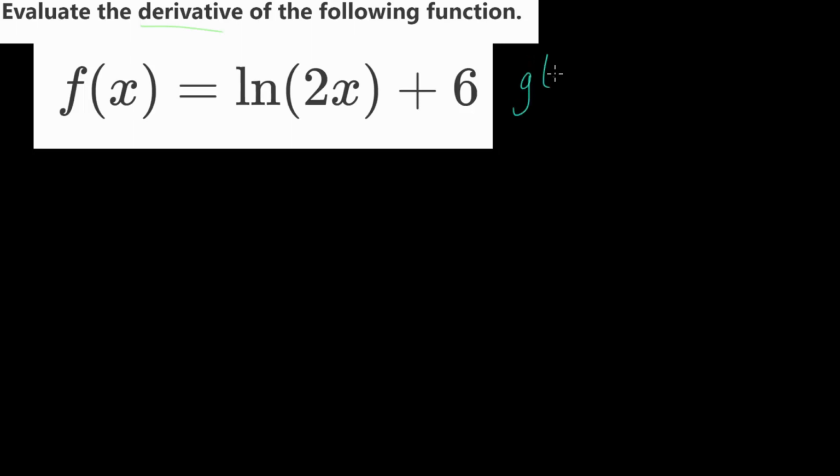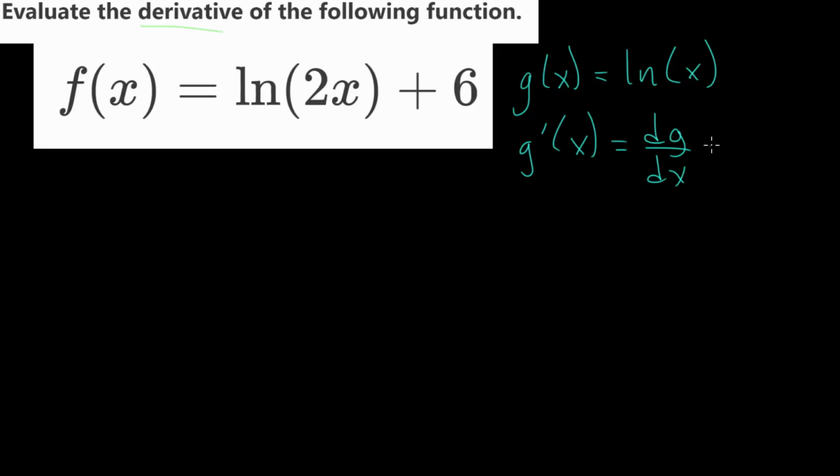Let's say we have some function g of x, that's the natural log of x. And if we look at the derivative, which we can write as g prime of x, or we could say dg over dx, that's the derivative of the function g with respect to x. Either way, when we take the derivative of the natural log function, it is just 1 over x. And with this information, we can also use the chain rule to evaluate this function within a function.